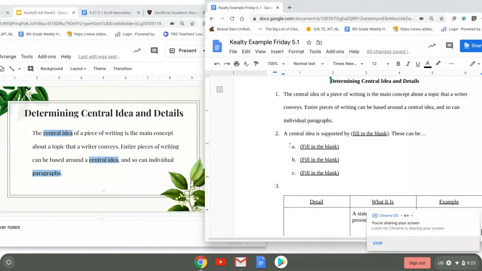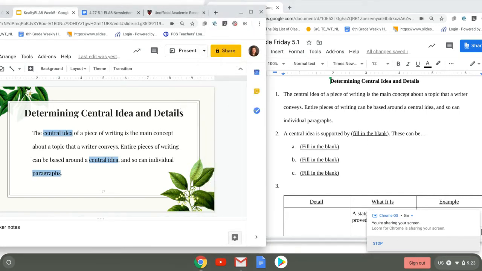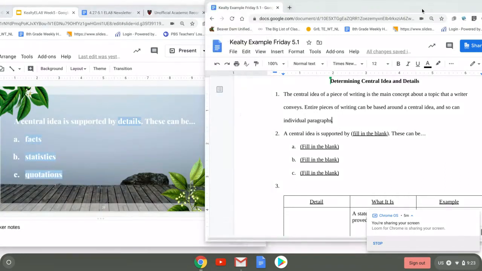Then it says a central idea is supported by blank. Evidence maybe? A central idea is supported by support. A central idea is supported by details. So, same deal. Highlight details. Oops. These can be facts, statistics, and quotations. So, first blank is facts. Second blank is statistics, right?